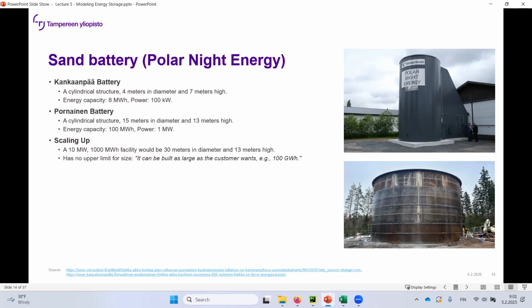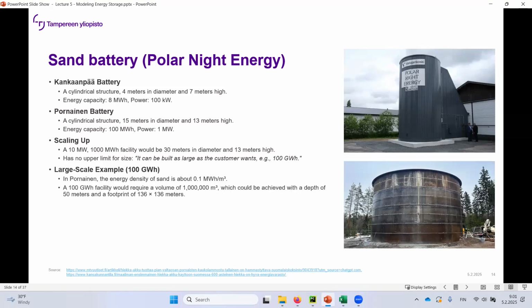I asked Tommy about this. He's the other founder, and he said that there's no upper limit. It can be built up as large as the customer wants to, e.g., 100 gigawatt hours. So 100 gigawatt hours would require a volume of 1 million cubic meters, so 50 meters, and a footprint of 136 times 136. So that's going to be rather big storage.